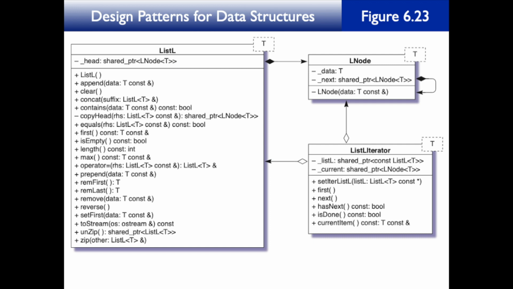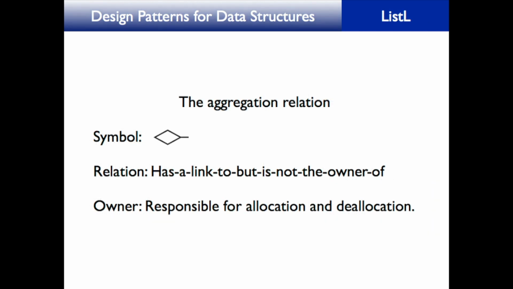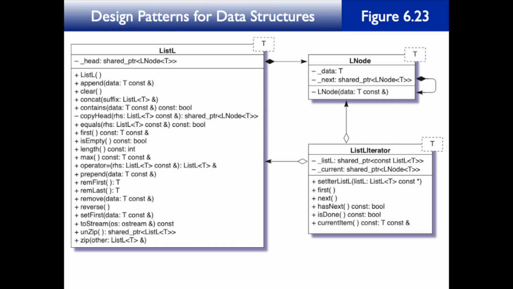So there are similarities and differences between a solid diamond, which is class composition, and this open diamond. And here's what the difference is. The symbol with the open diamond is called the aggregation relation. So the symbol is the open diamond, and the relation is has a link to but is not the owner of. So let's go back here to figure 6.23. We see that this underscore list L, this private attribute of list L iterator, it has a list, but it's not the owner of the list that it has. It's pointing to a list that is owned by list L. And similarly, even though it has a pointer to a node, and the pointer to the node is called current, it's pointing to L node, and the underscore current is not the owner of L node.